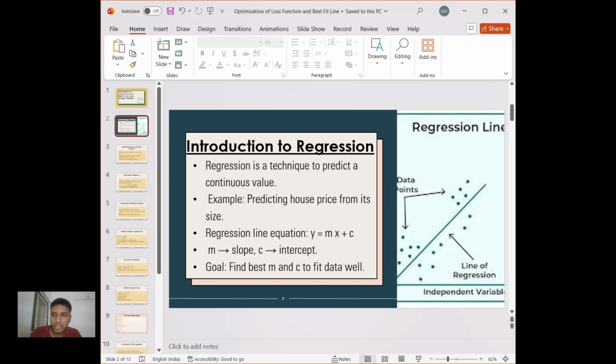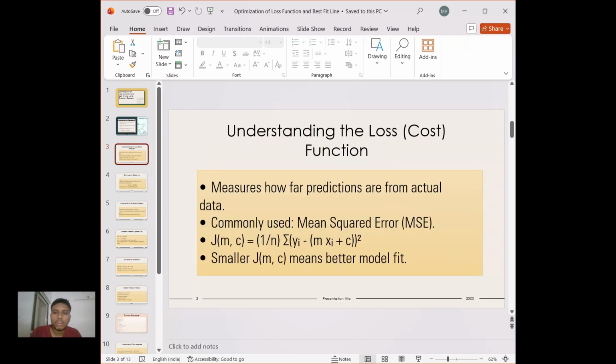Regression is one of the fundamental techniques in data analytics and machine learning. It is used to predict continuous values such as predicting a person's weight based on their height or the price of the house based on its area. The basic equation of the regression line is y = mx + c, where m is the slope and c is the intercept. Our goal is to find the best possible values of m and c that make the line fit the data points as closely as possible.